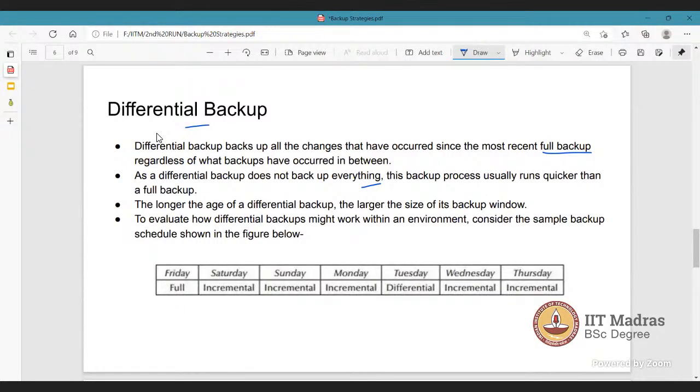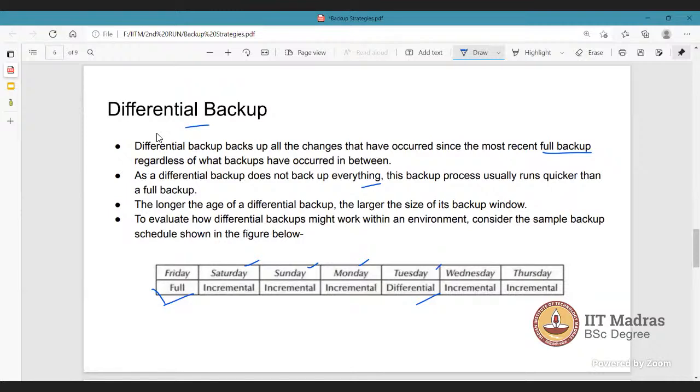Now, let us take an example. Here a full backup is performed on Friday, and one differential backup is performed on Tuesday. On the other days, Saturday, Sunday, Monday, Wednesday, and Thursday, incremental backups are performed. So on Tuesday, all the changes that have been made on Saturday, Sunday, Monday, and Tuesday will be backed up.